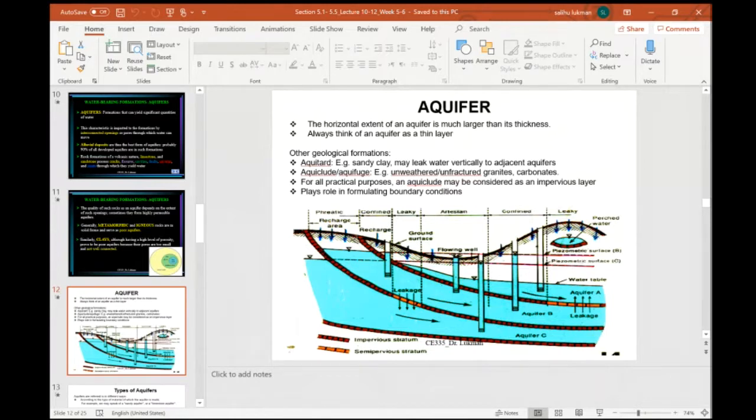Aquicludes play a role in formulating boundary conditions, because it is a no-flow boundary. So this is like an example, that is leakage at this point. If you look at it, let me use the red pen so that it will be clearer.